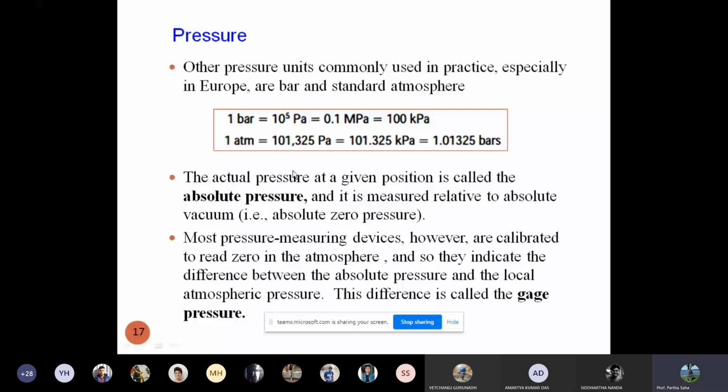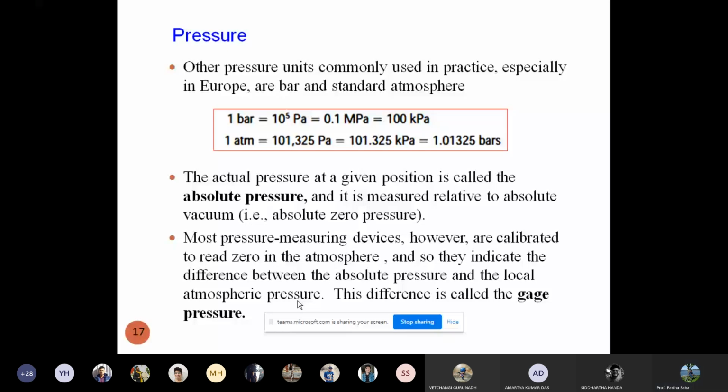Now, what is actual pressure? Actual pressure is called the absolute pressure, and it is measured relative to an absolute vacuum, that is, absolute zero pressure. So if you inflate a soccer ball or inflate a cycle tire, you pressurize that thing. If the cycle tire is in a pressurized condition, the pressure is higher than the atmospheric pressure. So the absolute pressure will be the atmospheric pressure plus the gauge pressure.